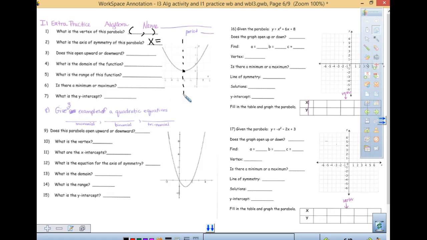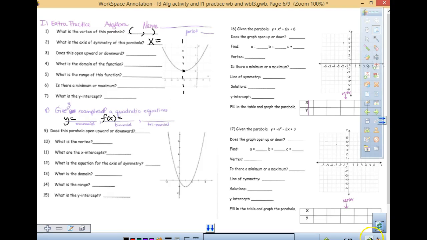Then it says give three examples of quadratic equations. I want one to be a monomial, one to be a binomial, one to be a trinomial. Now it says equation. That means you can't just put the expression. That means you either have to have y equals or f of x equals, right? I don't care if you put y equals or if you use f of x equals. But an equation has an equal sign. It is not just like x squared. If you only put the x squared, that's an expression, right? So just making sure vocabulary is clear.